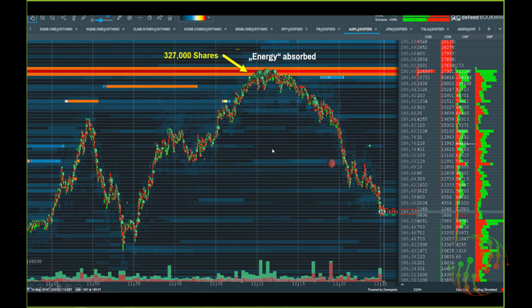In the stock market, of course, you see here, this is Apple. You look, they had 227,000 shares traded on this level, 190. And you see how they resisted with the liquidity. They traded, but they couldn't break this level here. They couldn't break. They resisted. This is a firm liquidity.